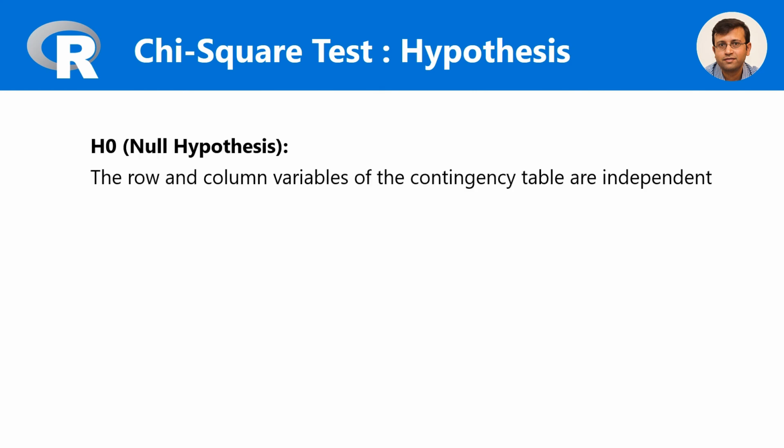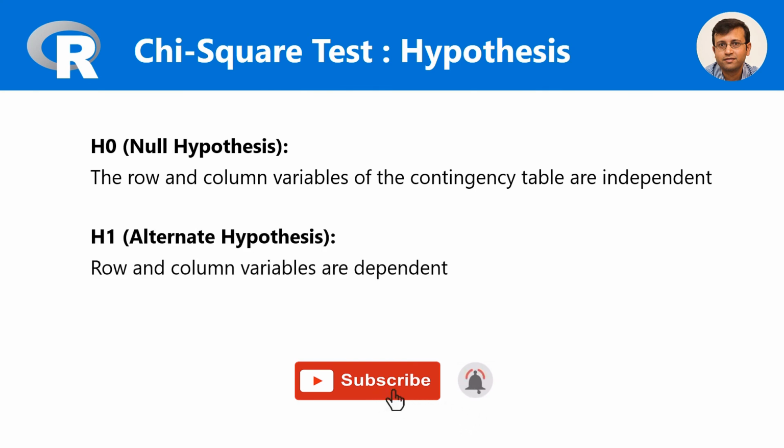The null hypothesis for the chi-square test states that the row and the column variables of the contingency table are independent, whereas for the alternative hypothesis, the row and column variables are dependent. For example, when considering students and course choice, a sample size of 30 to 40 students is likely not large enough to generate significant data or results.